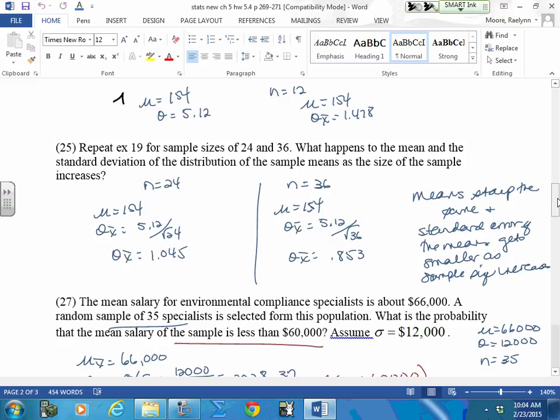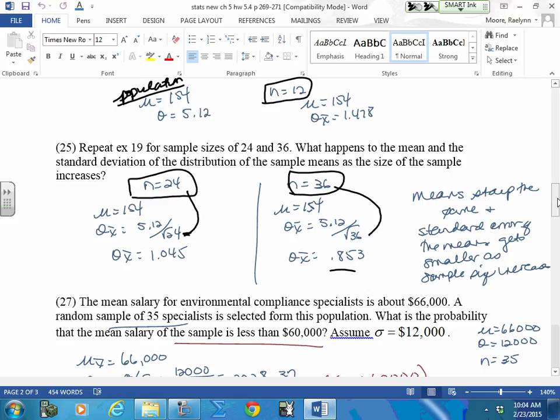This was your population. This was when our sample size was 12. Here's our sample size of 24. It just affects this piece right there. So if I divide by a larger number, my standard deviation is getting a little bit smaller. See it? If I divide by 36, a little bit larger, my standard deviation is getting a little bit smaller. So each time, it's just pushing it closer and closer to the mean.